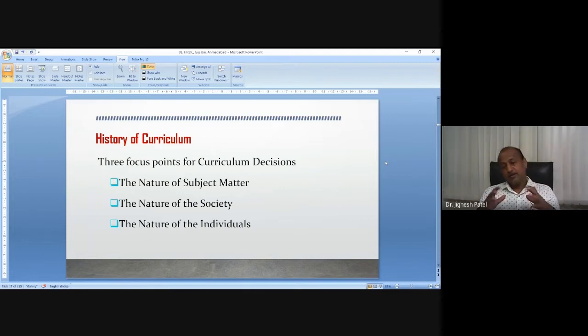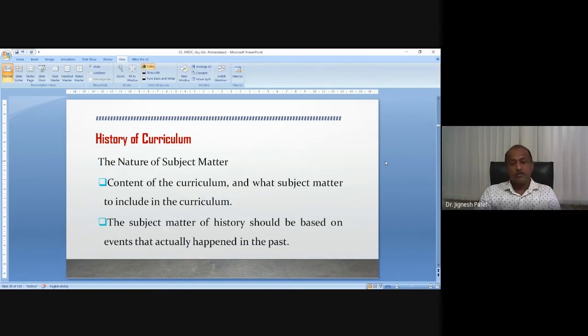So while taking decisions about the curriculum design or curriculum framework, we have to focus on all these three points, that is subject matter, society, and individual. How the subject matter?